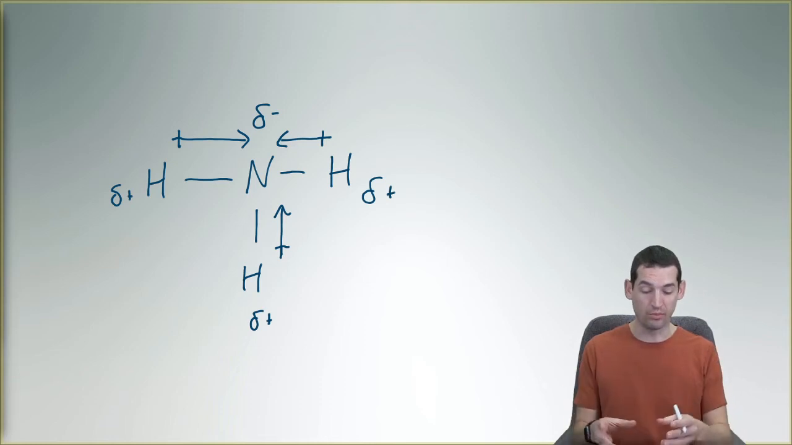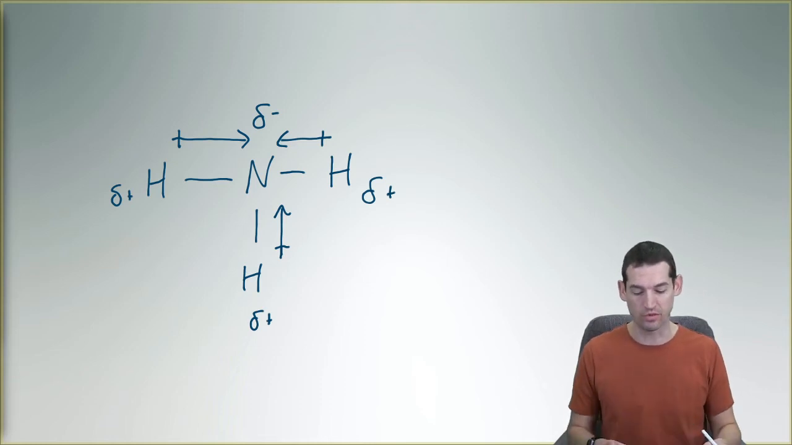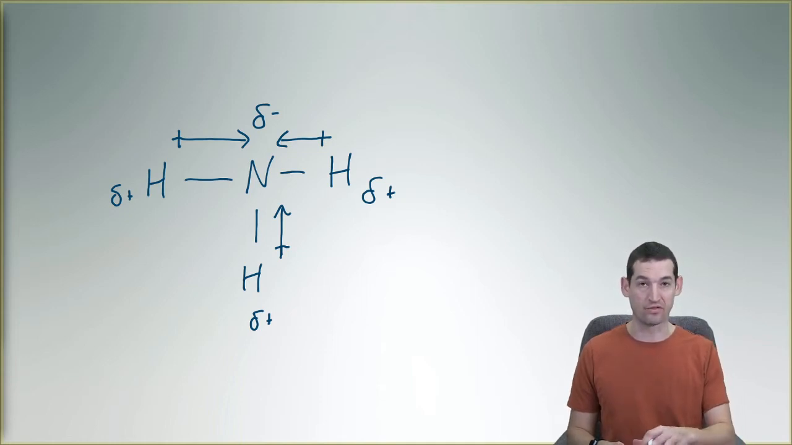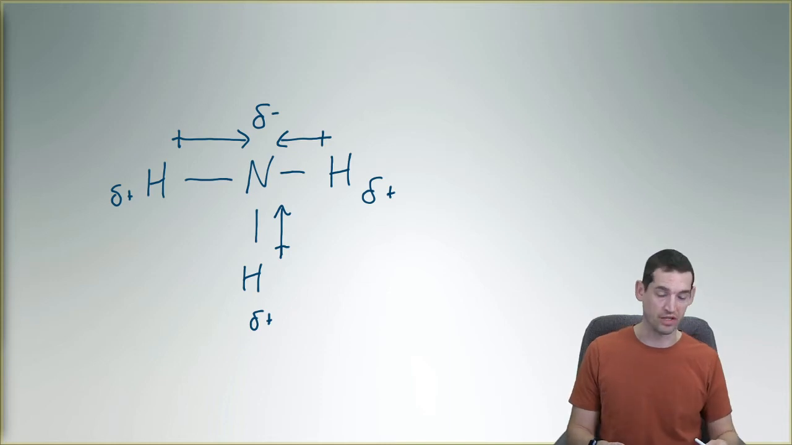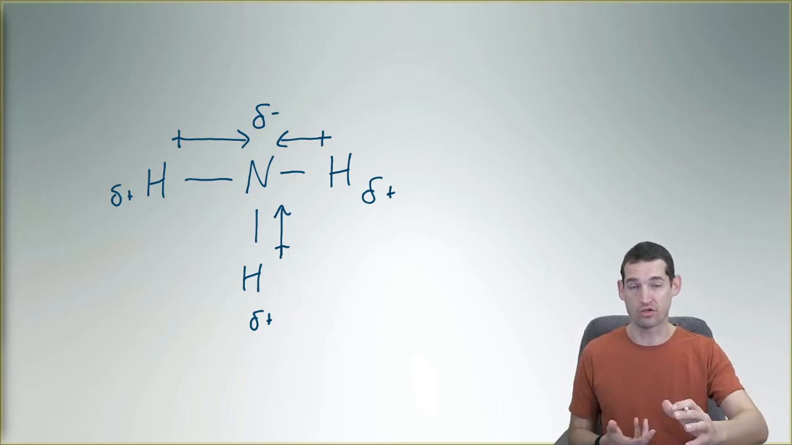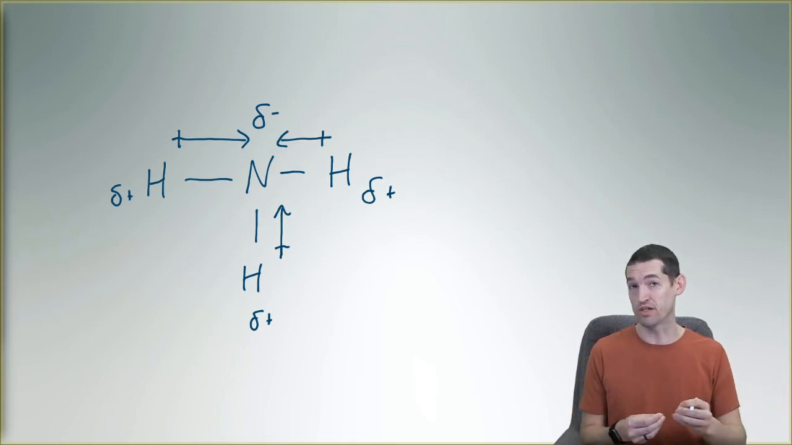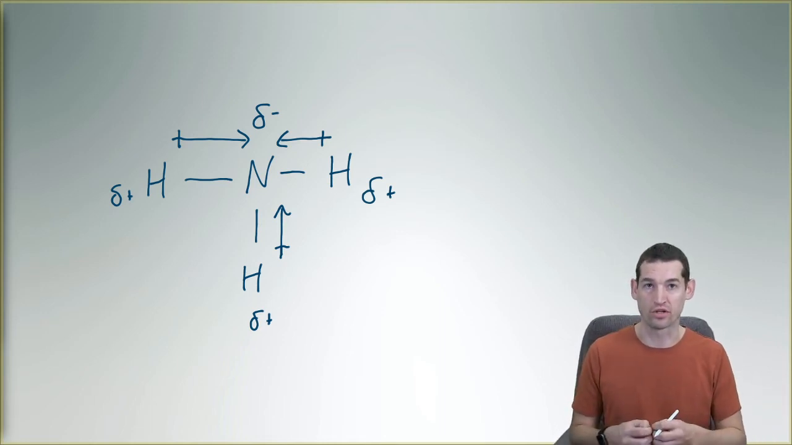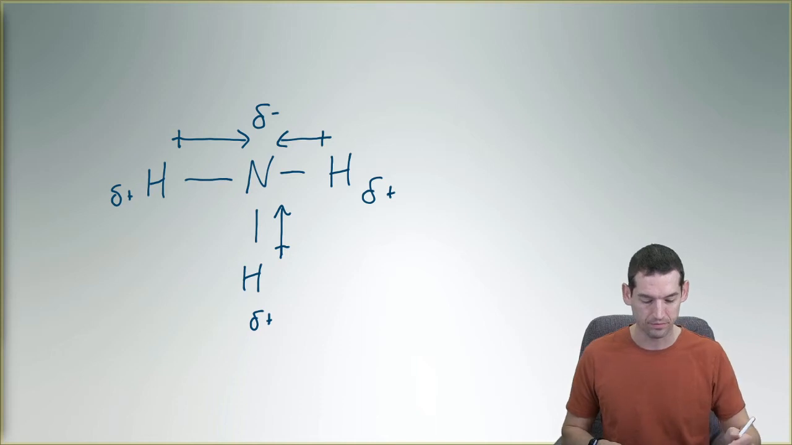Because that is a permanent attraction and not a temporary one, these dipole-dipole moments are stronger. So this nitrogen will always have a negative charge. It's not going to suddenly flip at some point, which means because it's always negative, it can always be attracted to something else that's always positive, and that's a much stronger type of attraction. Okay.